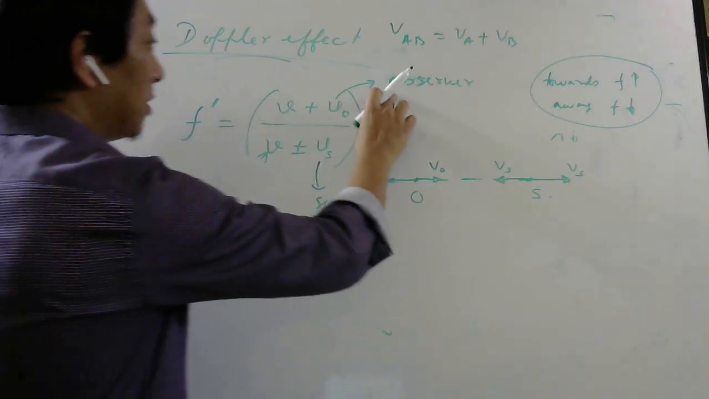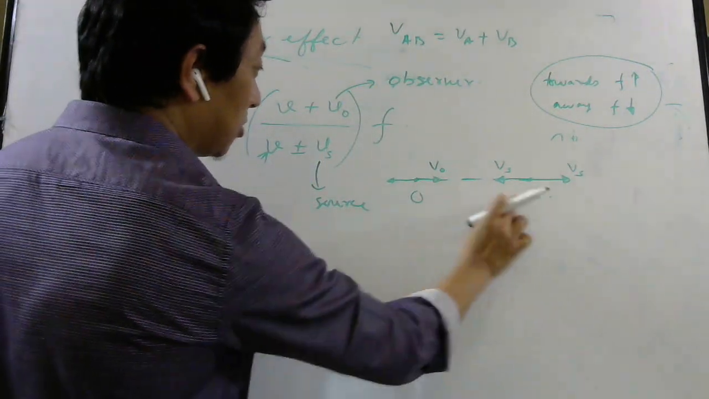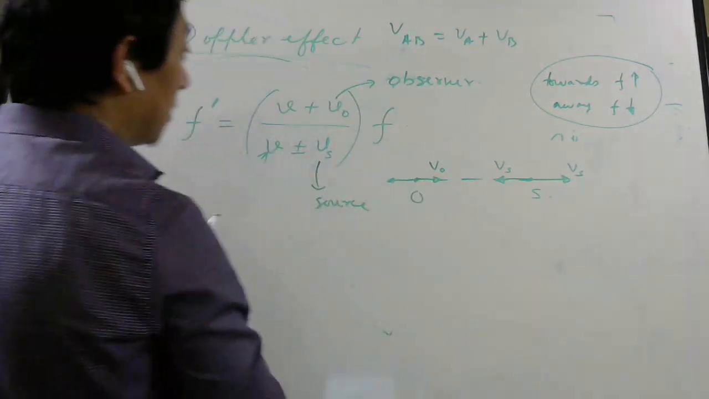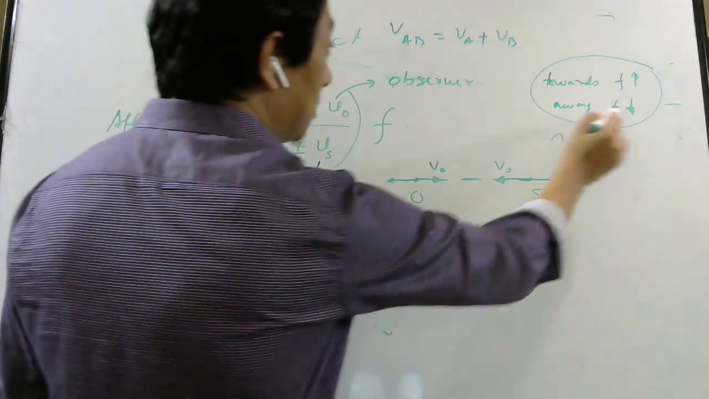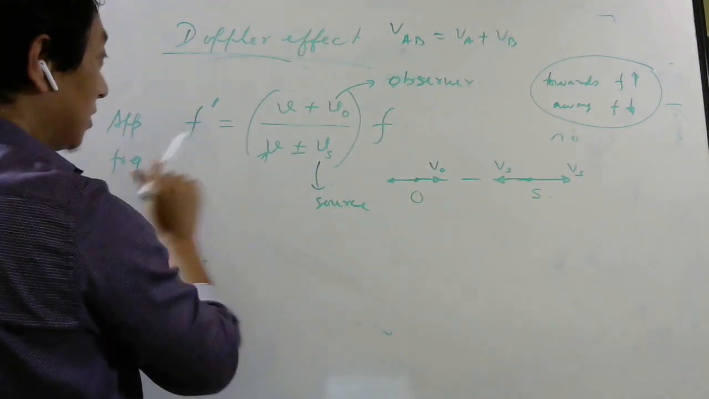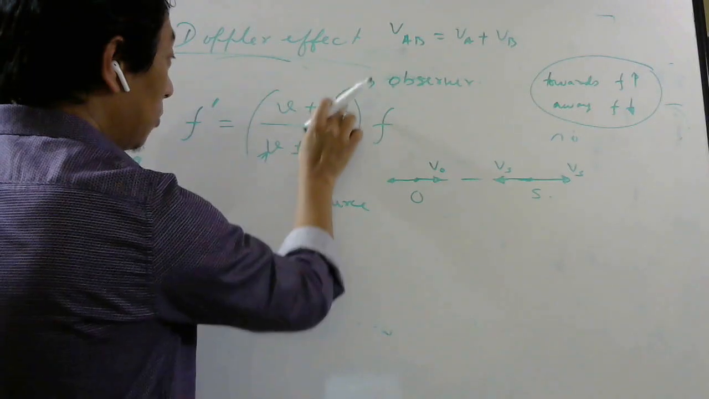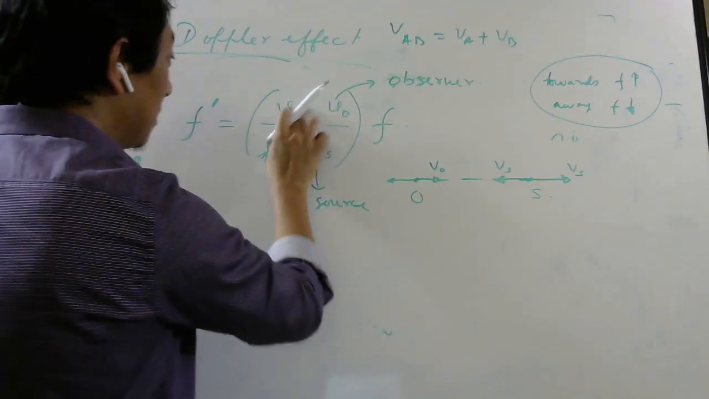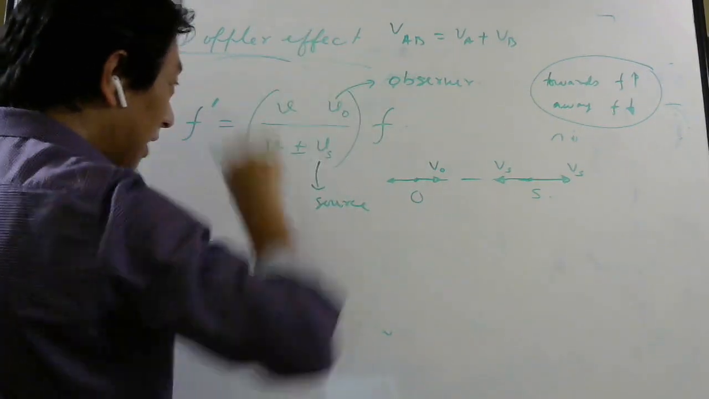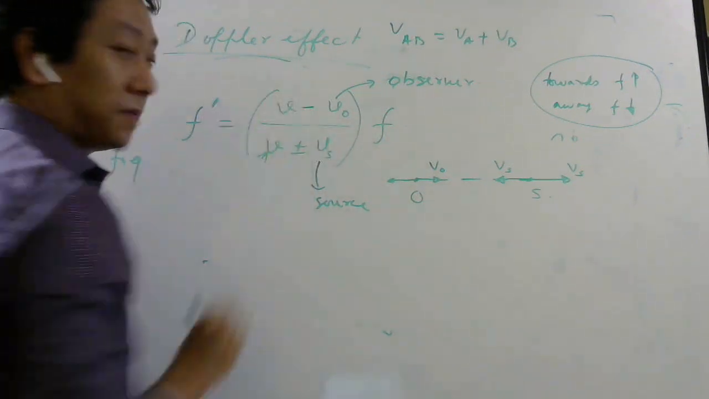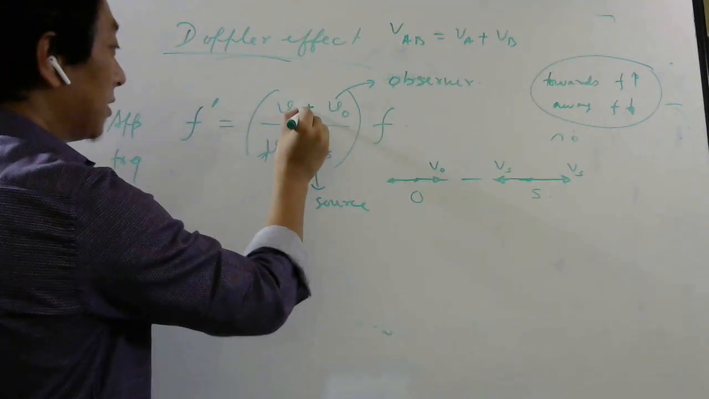If they say the observer is moving away from the source, then the frequency will decrease. So this frequency should decrease. VO is sitting in the numerator. When the numerator becomes less, meaning you have to take minus. So that is how you should decide plus and minus for VO.